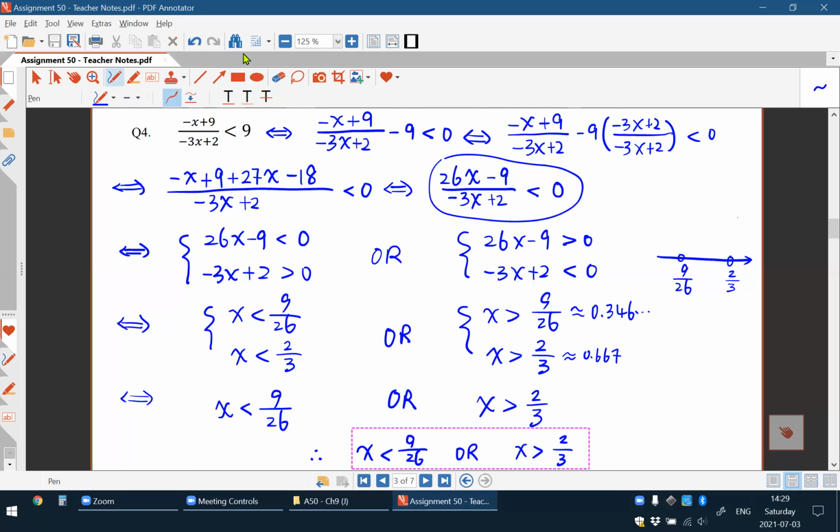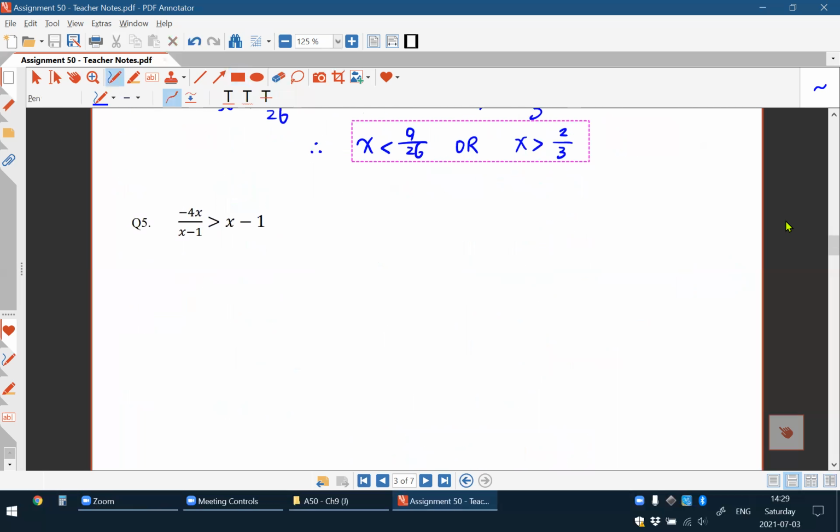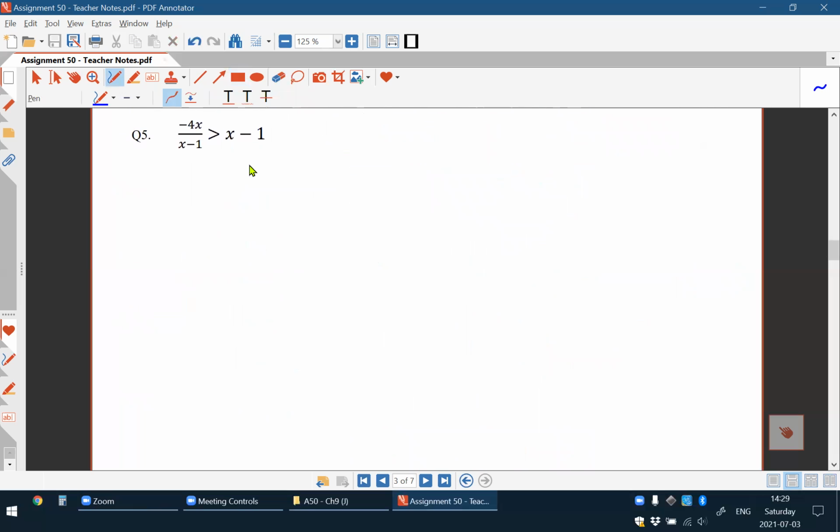Okay, let's have a look at the next one. Question 5. Again, this time we cannot multiply both sides by x minus 1 because we don't know the sign in front of it, right? It could be a positive or negative number. So first of all, we rewrite the expression using a common denominator.